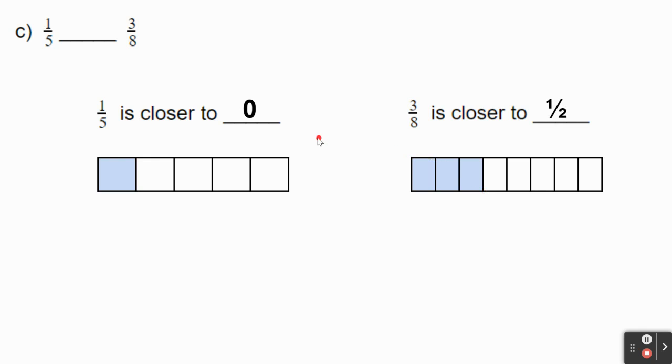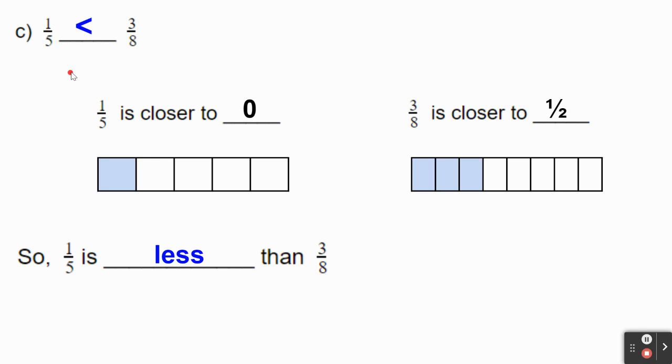If we compare our benchmark fractions 0 and 1/2, we know 1/2 is bigger. So that means 3/8 is going to be the larger fraction. So 1/5 is less than 3/8. In our sentence up here, we'll have our symbol open up to eat 3/8 since that's the larger fraction. 1/5 is less than 3/8.